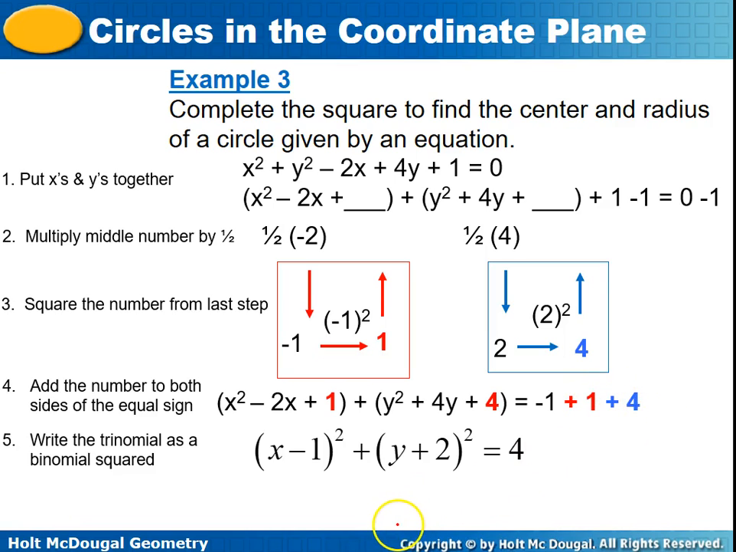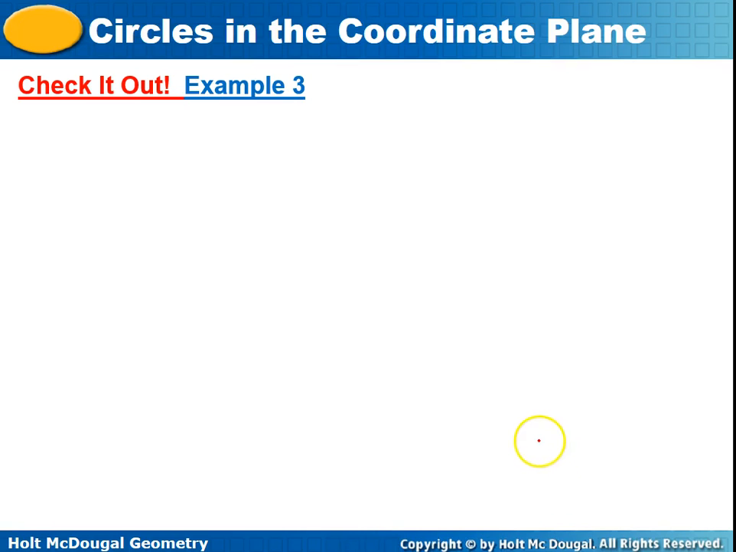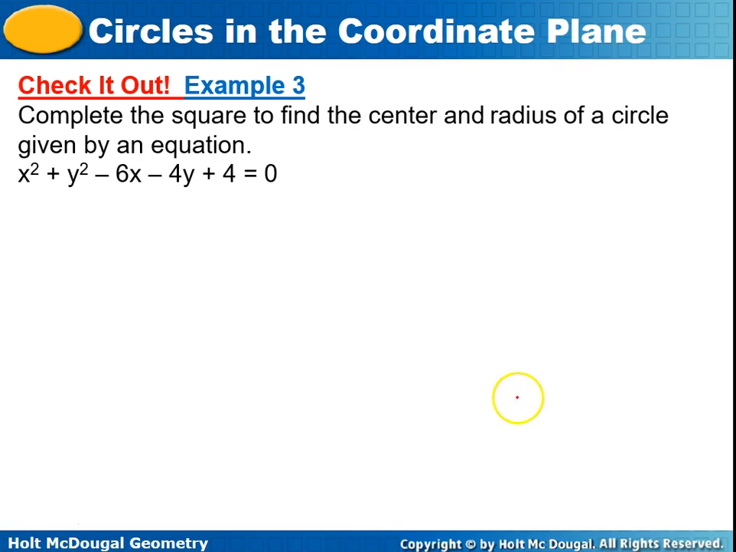So now we can tell what our center is and what our radius is. As we've done before, the center here is going to be 1, negative 2. Remember again that there's minus signs here in our standard formula. And then this is the square root of 4, which would be 2. So our center here is going to be 1, negative 2, and our radius is going to be 2. Okay, so I want you guys to go ahead and do this check it out example, and then come back to me.